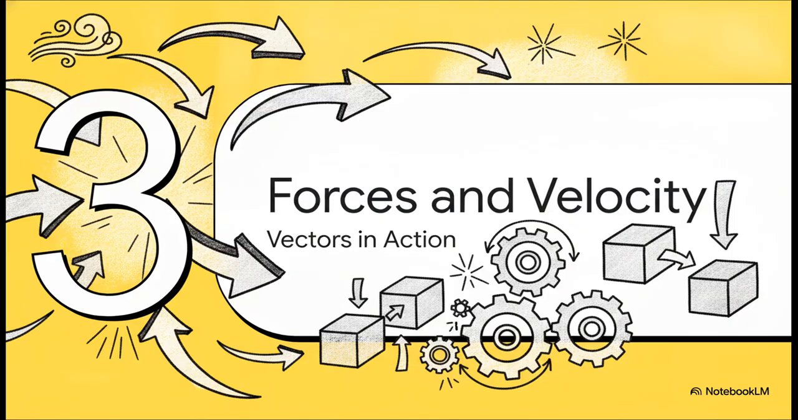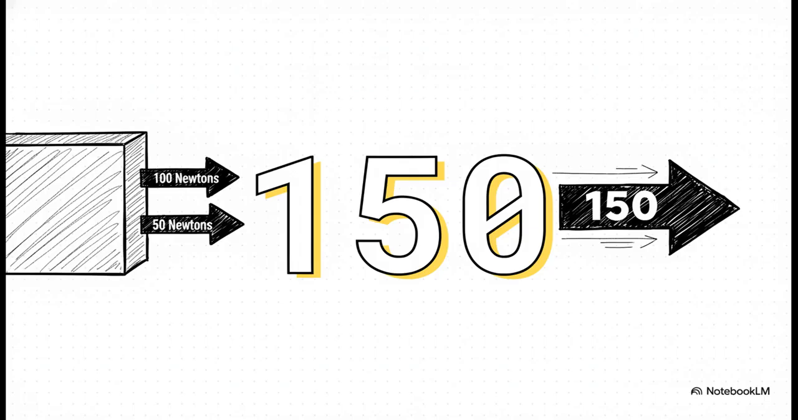Section 3, forces, velocity, and position. The crucial takeaway here is how these quantities actually interact when things start moving and pushing out there in the physical world. Imagine person A pushes a heavy box with 100 newtons of force to the east. Now, person B steps in to help out, pushing with 50 newtons also to the east. Because both of these force vectors are acting in the exact same direction, they combine seamlessly. The total force on that box just became 150 newtons east.